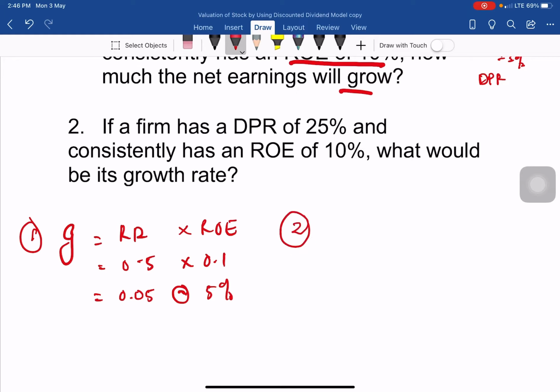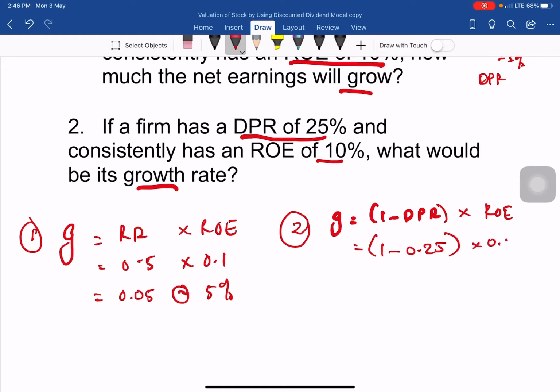Example number 2: if a firm has a DPR of 25% and consistently has an ROE of 10%, what would be its growth rate? So we want to find G if the DPR is 25%. We use the formula G equals 1 minus DPR times ROE. It is the same as retention rate times ROE, since they give us the DPR, we don't need to find the retention. 1 minus 0.25 DPR times ROE 0.1 gives G of 0.075 or 7.5%. So this is how we calculate the G.